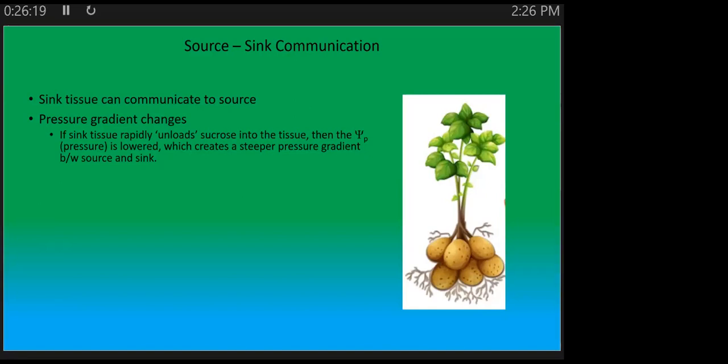And so you've created a steeper gradient if you all of a sudden pull all that sugar out, that lowers your pressure, and then you have a pressure gradient between the source and the sink. And that's actually a way to communicate. If the sink tissue all of a sudden has a drop in pressure, the source is like, oh my gosh, you need a lot more sugar right now. Okay, and then it'll send it, and when they track it, they'll show like in this case the potato tuber really taking that sugar and packing it away, and then track the source tissue.